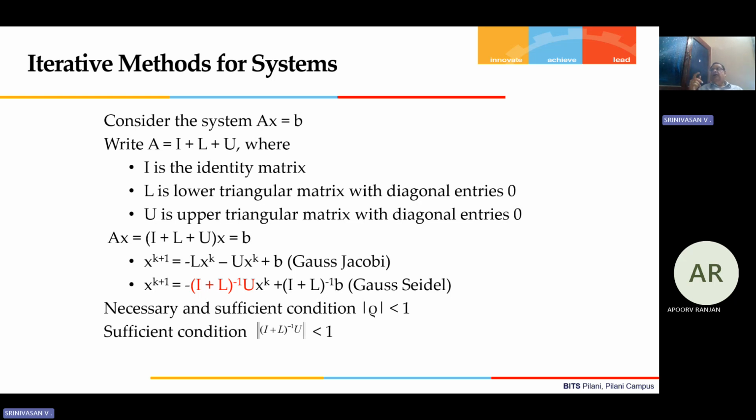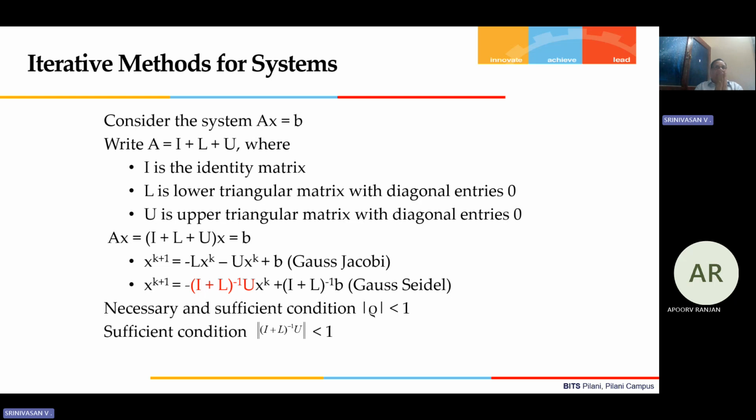And of course, in Cholesky's method, U is L transpose. So LU will become L times L transpose, the transpose of the lower, isn't it? And therefore, there you are having the product LU decomposition. Here we are writing the sum of these matrices.